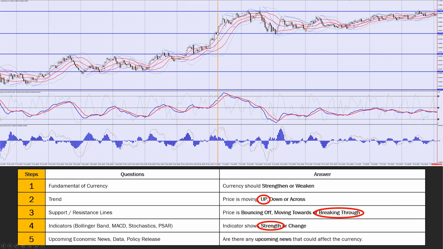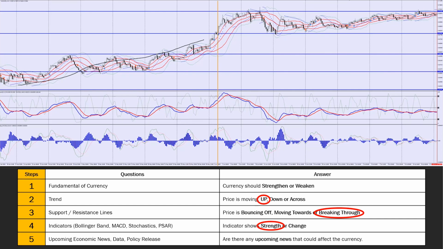Here, you can see it's slightly better, where currency again should strengthen. Price is definitely moving up. You can see that it's been going up for the past 1, 2, 3, 4, 5, 6 weeks. It's been moving upwards over the 6 weeks, like that. Okay. At this point now, it is breaking through.